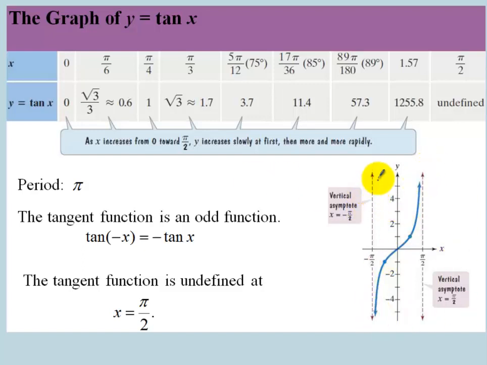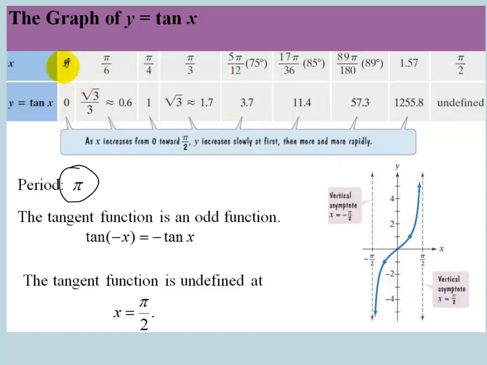The neat thing, these are different, is you always have these vertical asymptotes here. So the period of the tangent function is pi, not 2 pi this time, just pi. Tangent's an odd function, okay. And the tangent function is undefined, so it has an asymptote at x equals pi over 2. I also have a vertical asymptote at negative pi over 2.